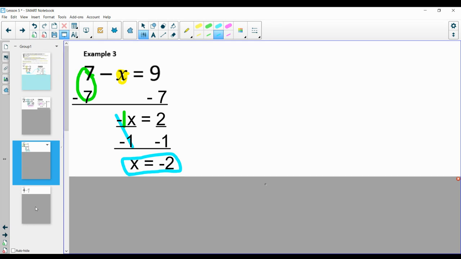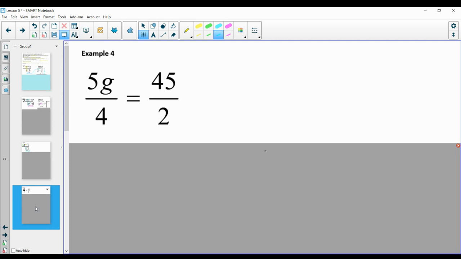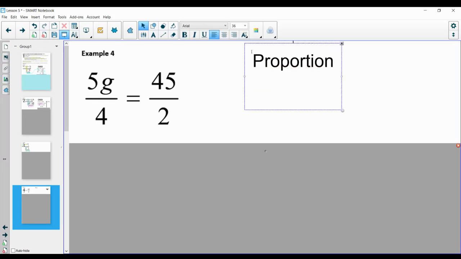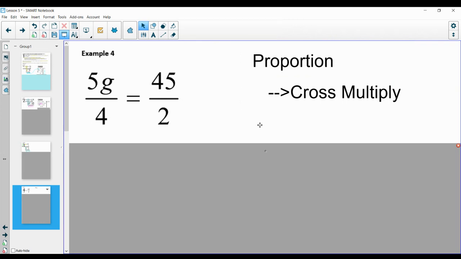The last example we're going to do together today is example 4. Now, example 4 looks a little different because I actually have what looks like 2 fractions equal to each other. Does anyone remember from 7th grade what we call when we have 2 ratios that are equal to each other? Anyone remember what that's called? That's actually called a proportion. And to solve a proportion, what you're going to do is cross multiply. Okay? If you don't remember what that means, let's take a look.